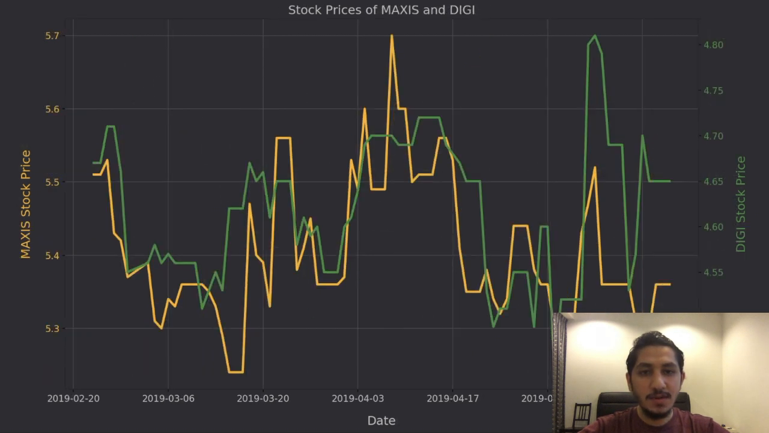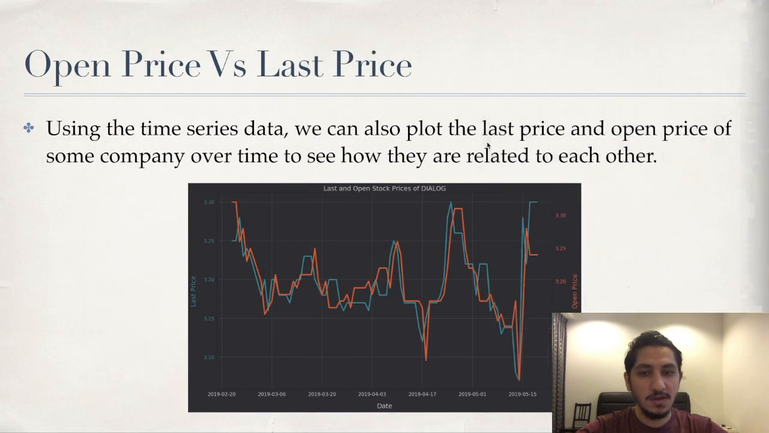In another example, here are the stock prices of Maxis and DG. We see that they have some correlation, like they move together, as we can see. This might be because they are from the same sector, which is telecommunication companies. This might be the reason.